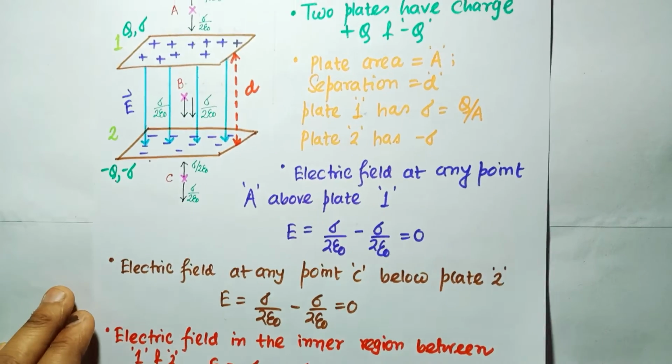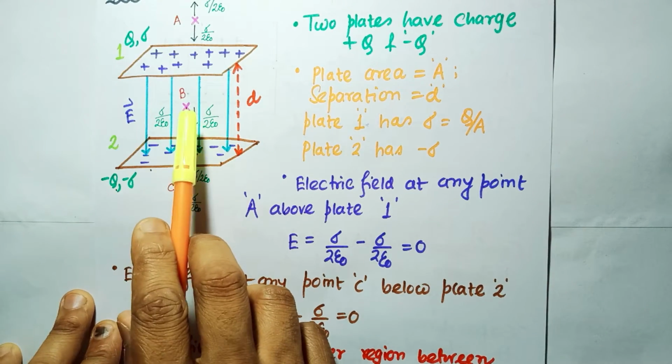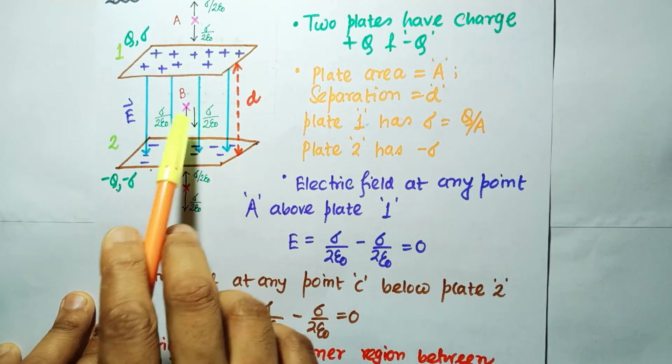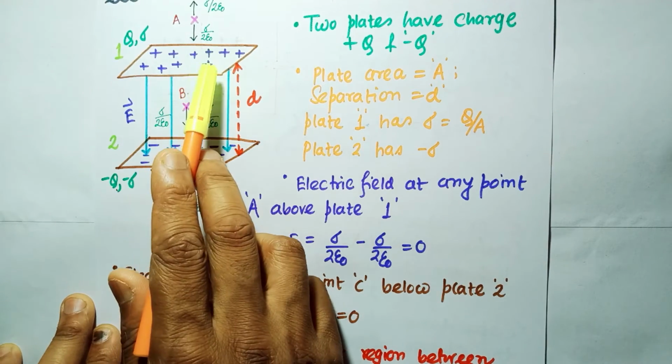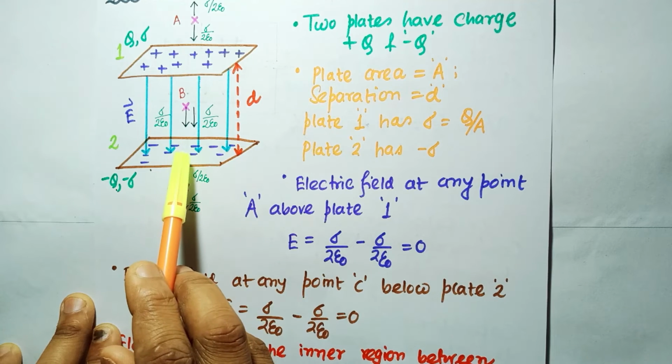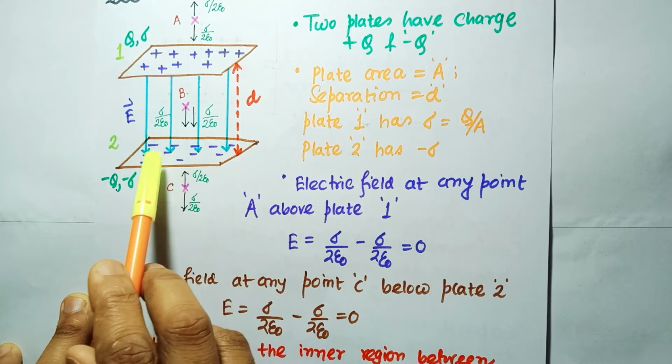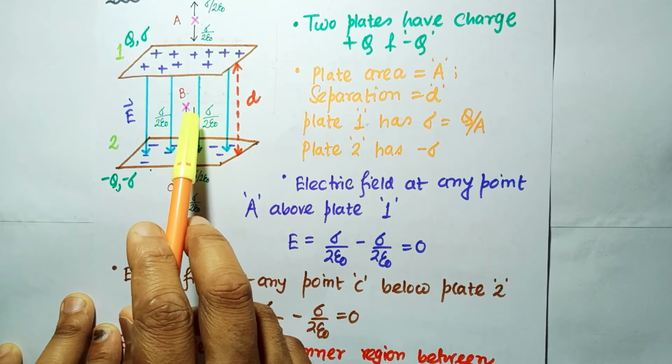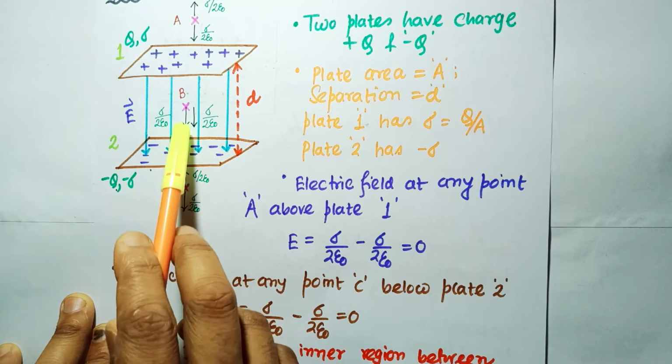Similarly, in between the two plates at the point B, for plate 1, since this is the positive charge, the electric field will act towards plate 2, and for plate 2 the electric field is also acting towards it, so the total electric field will add up.